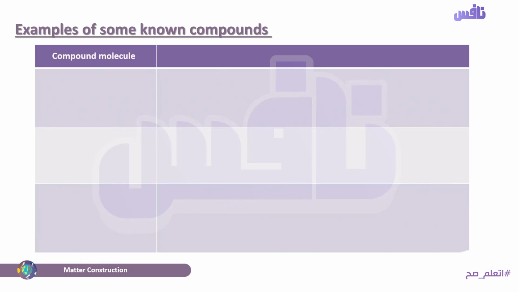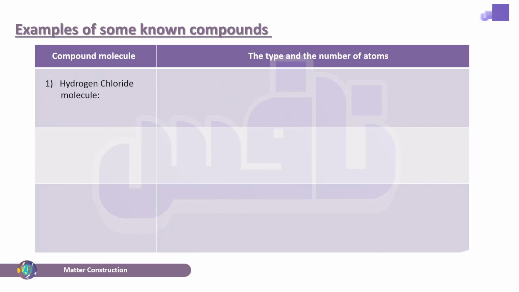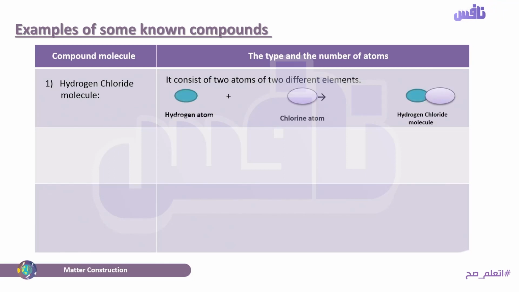The compound molecules and the type and number of atoms. Number 1, the hydrogen chloride molecule consists of what? It consists of 2 atoms of 2 different elements. One hydrogen atom plus one chlorine atom, resulting in the hydrogen chloride molecule.